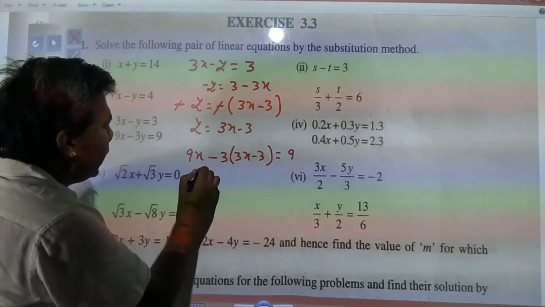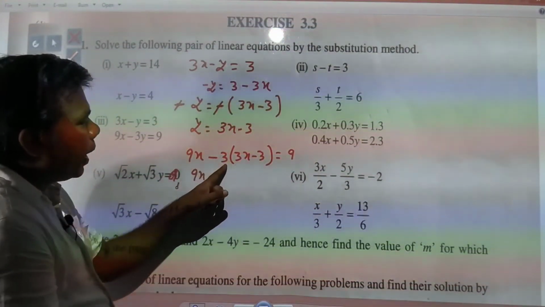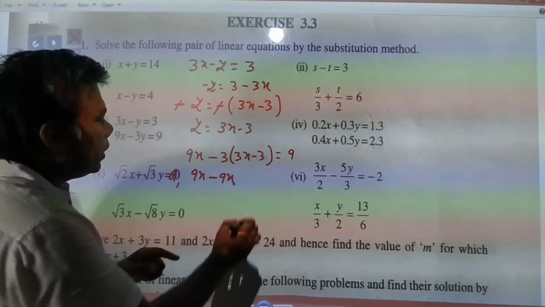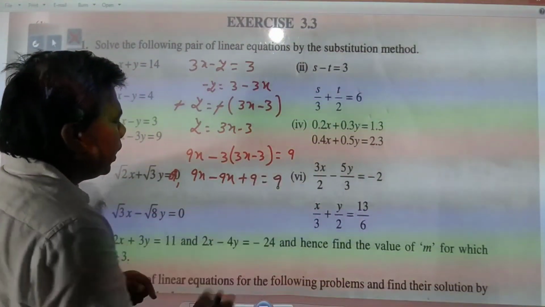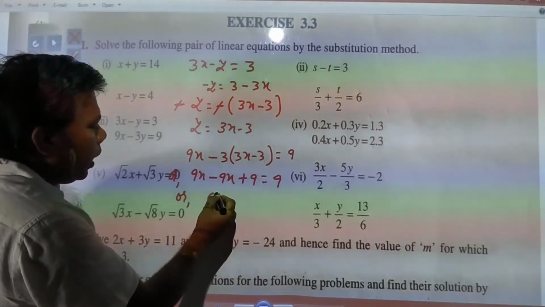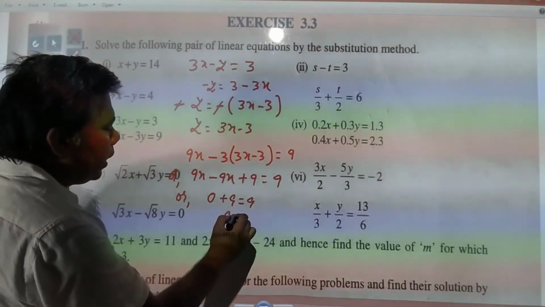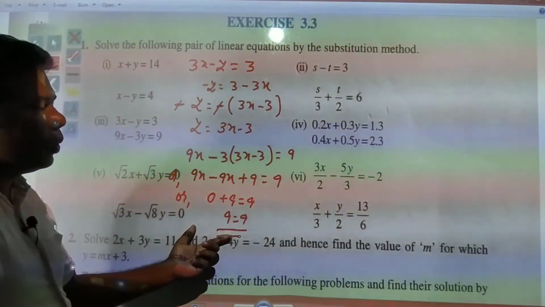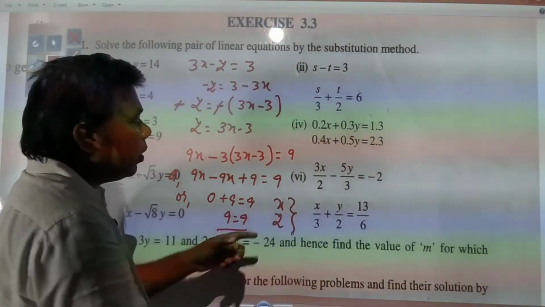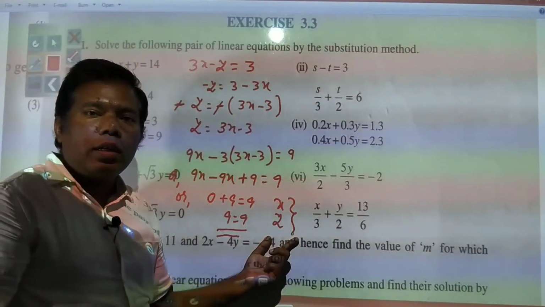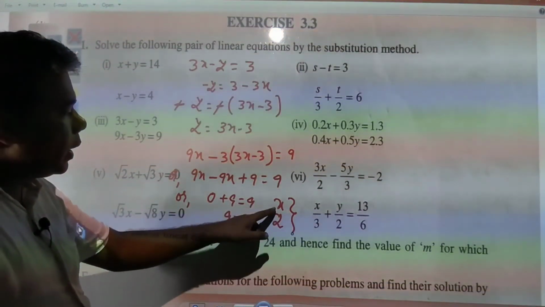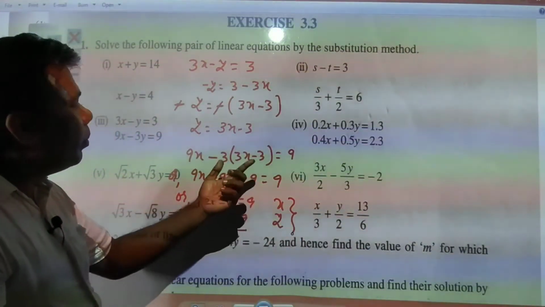Now 9x minus 3 into 3x, minus 9x, minus into minus plus 9, and that is equal to 9. Here you see what you are getting. 9x minus 9x is 0 and plus 9 is equal to 9. It means 9 is equal to 9 you are getting. What does it show? It shows that x and y have infinitely many solutions. If both the equations give this, it means for x and y you will get infinitely many solutions.